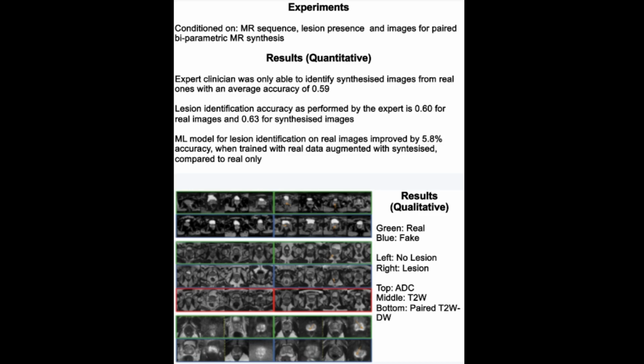And then at the bottom here, there are some qualitative results presented, where green are the real samples and blue are the fake ones. The left part shows no lesion, and the right part shows a lesion, where there are some small arrows indicating where the lesion is. And then the top, middle, and bottom plots are the modalities, and the bottom one is a paired synthesis between T2 and DW. So we feed in the T2 weighted image and get output of the DW or diffusion weighted image.